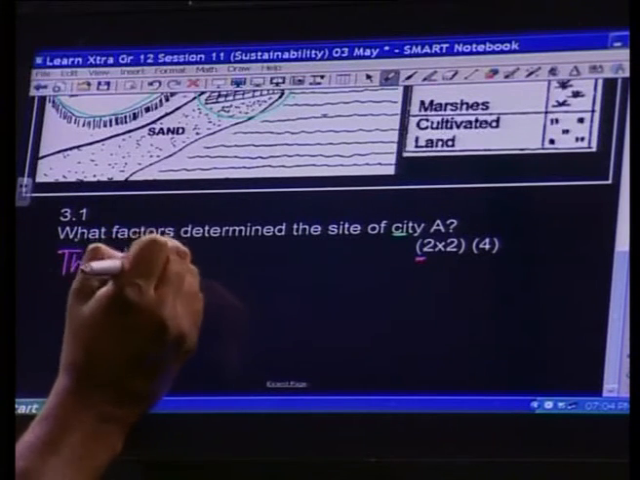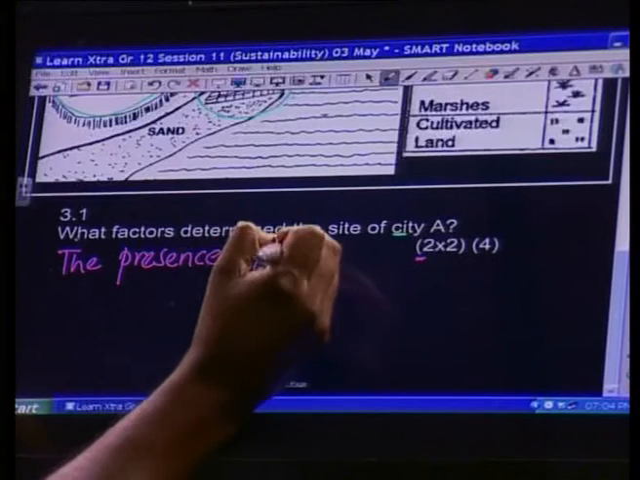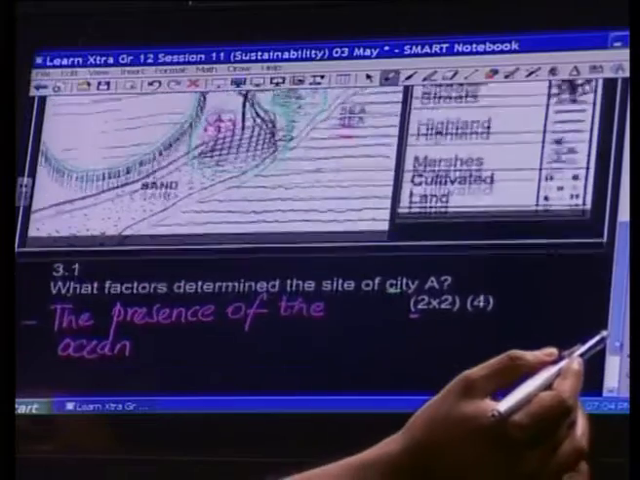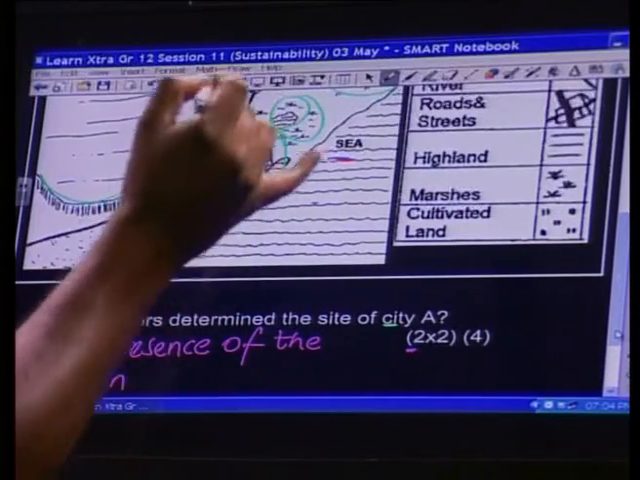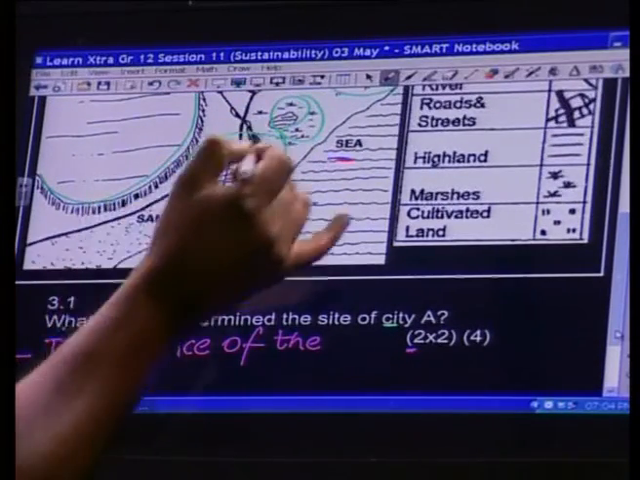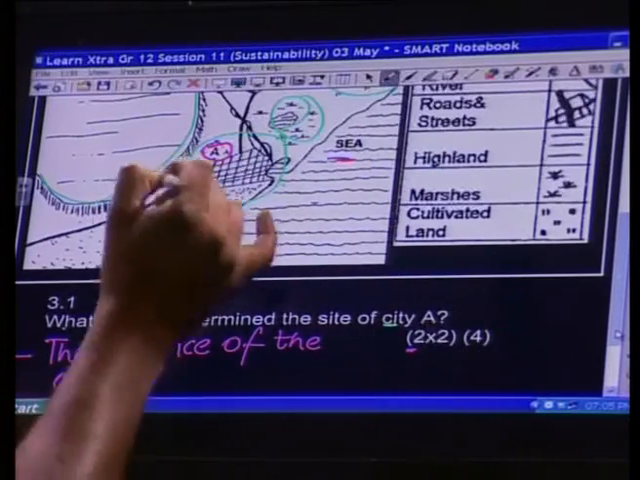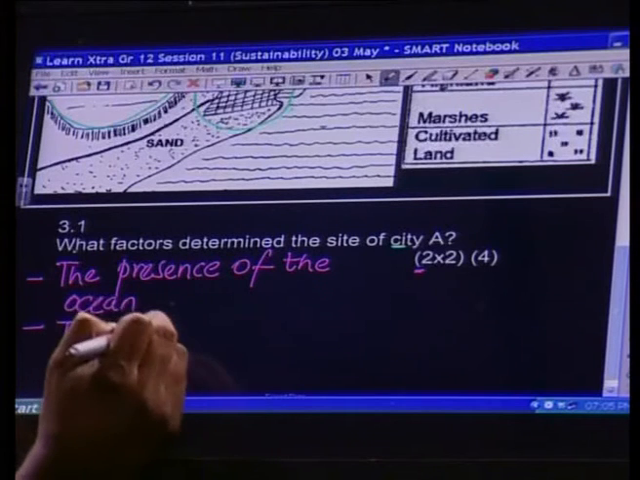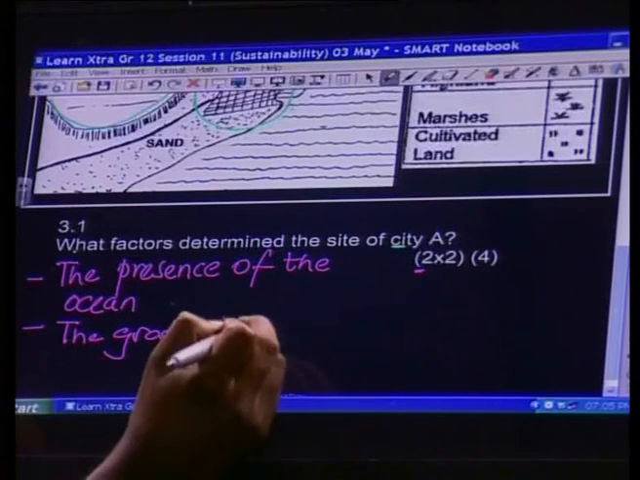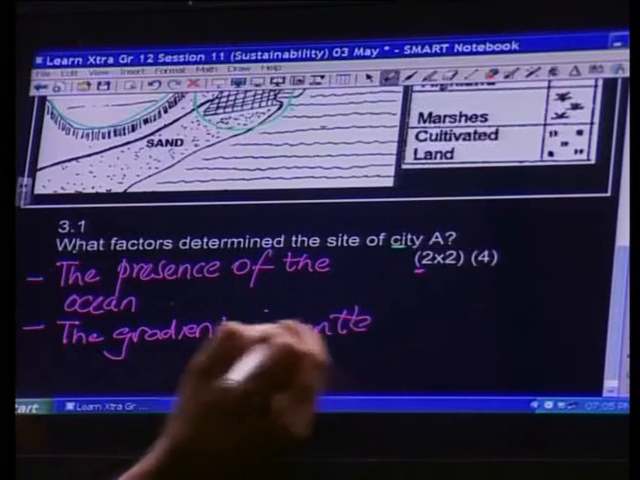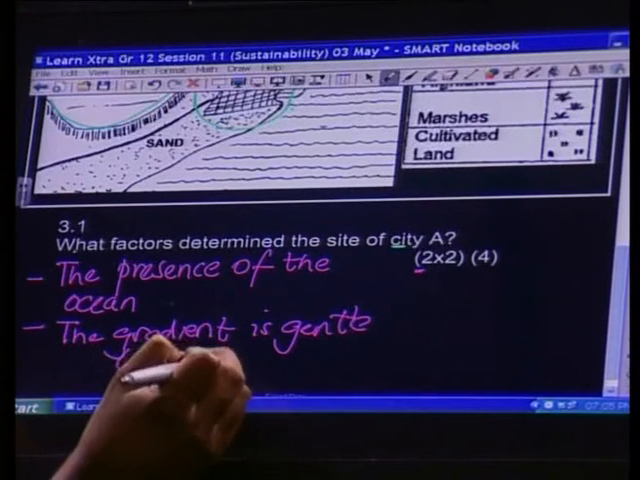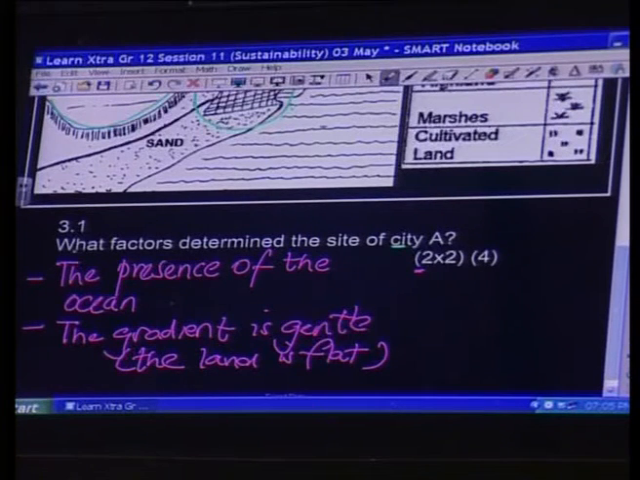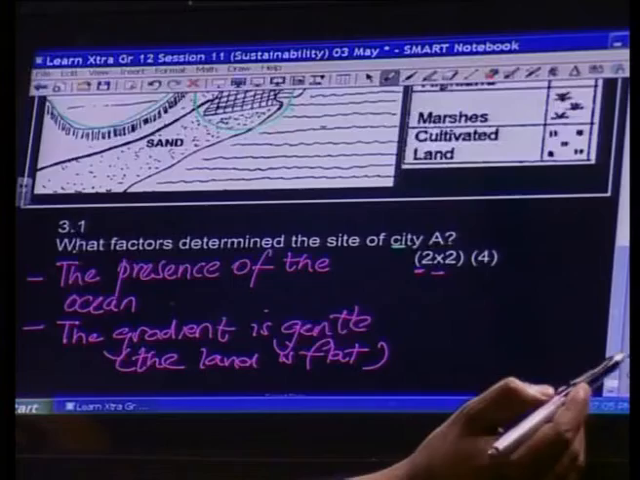The presence of the ocean. If you look around the high-lying area, it is dominated on the side by flat land. The presence of no contour line suggests the flat land. The gradient is gentle. That is simply saying the land is flat. And that would afford you the marks that you require for this type of question. Moving on.